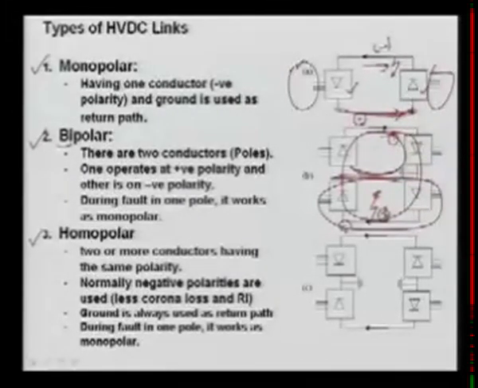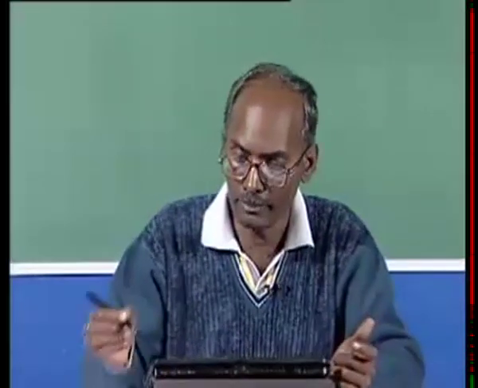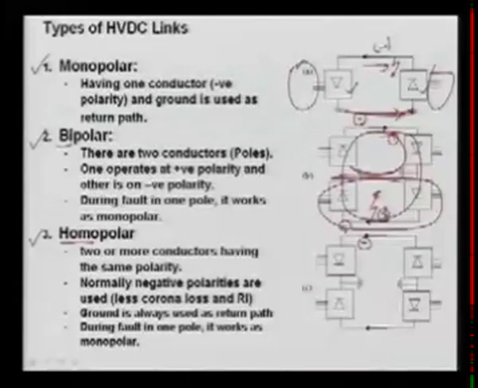Another is the homopolar. Here also we use two poles, but the polarity is the same. Here we are using negative polarity, and the other is also negative polarity. We are using negative polarity again to have the minimum corona loss, because in high voltage transmission lines, whether it is AC or DC, we have corona loss.